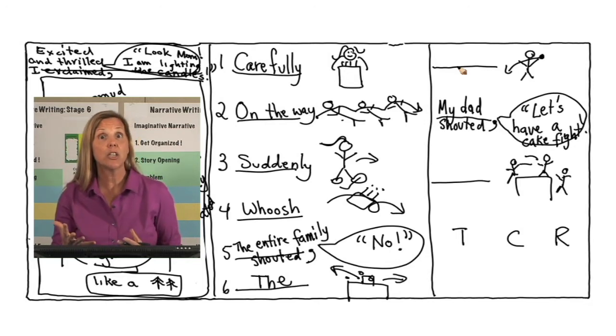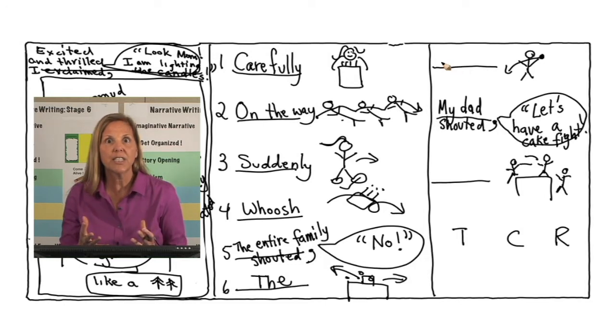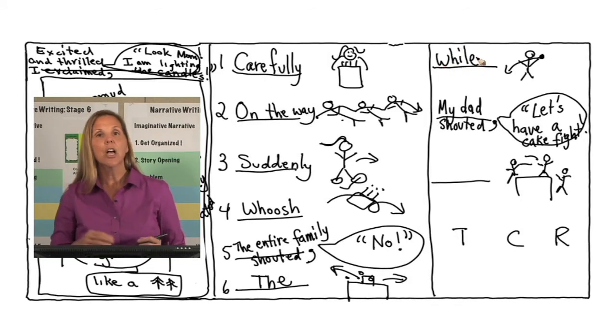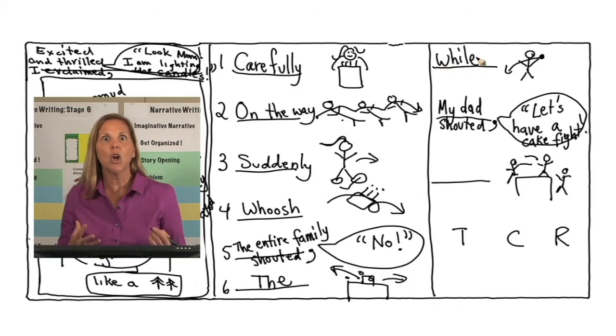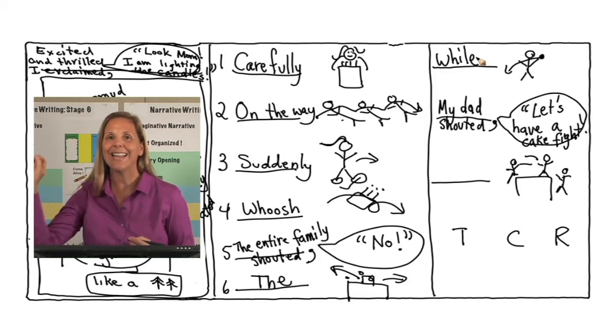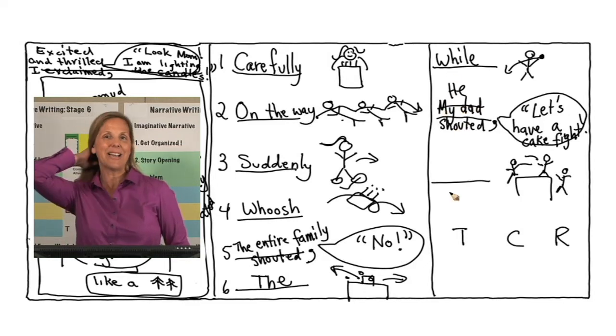Or I could transition, showing what everyone was doing. While everyone froze in their seats, maybe I could do that. Maybe I'll put the word while here and start that phrase. While my entire family froze in their seats, my dad grabbed a chunk of cake and started throwing it. My dad, I already said my dad up there. I'm going to write the word he, just to remind myself. He shouted, let's have a cake fight, my dad shouted.